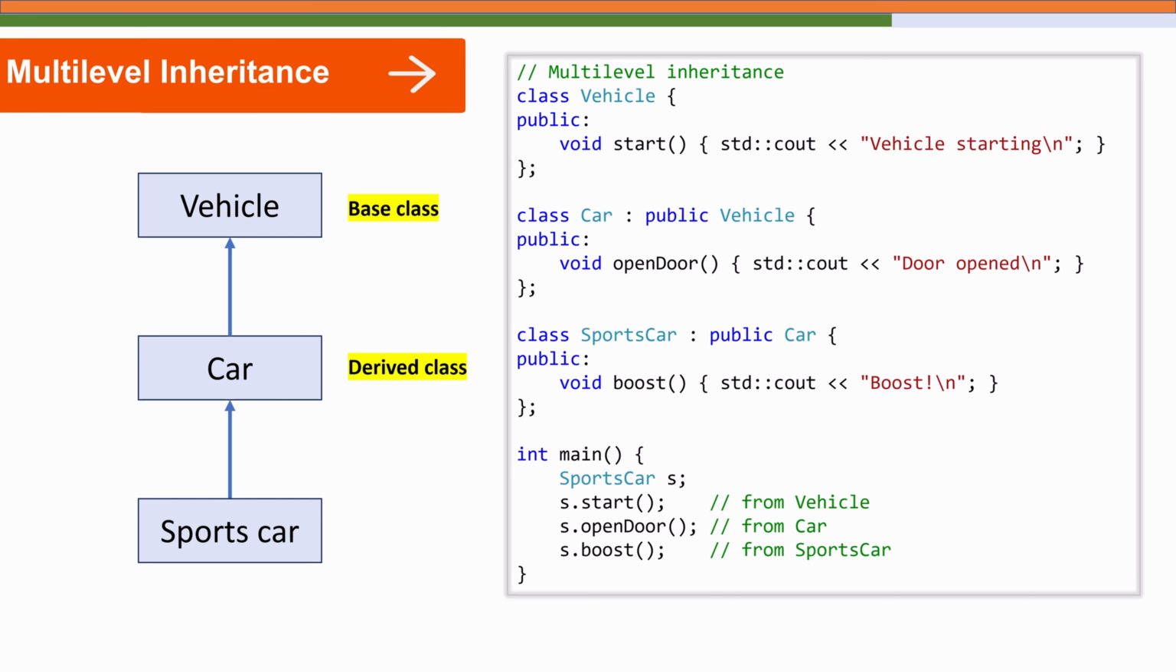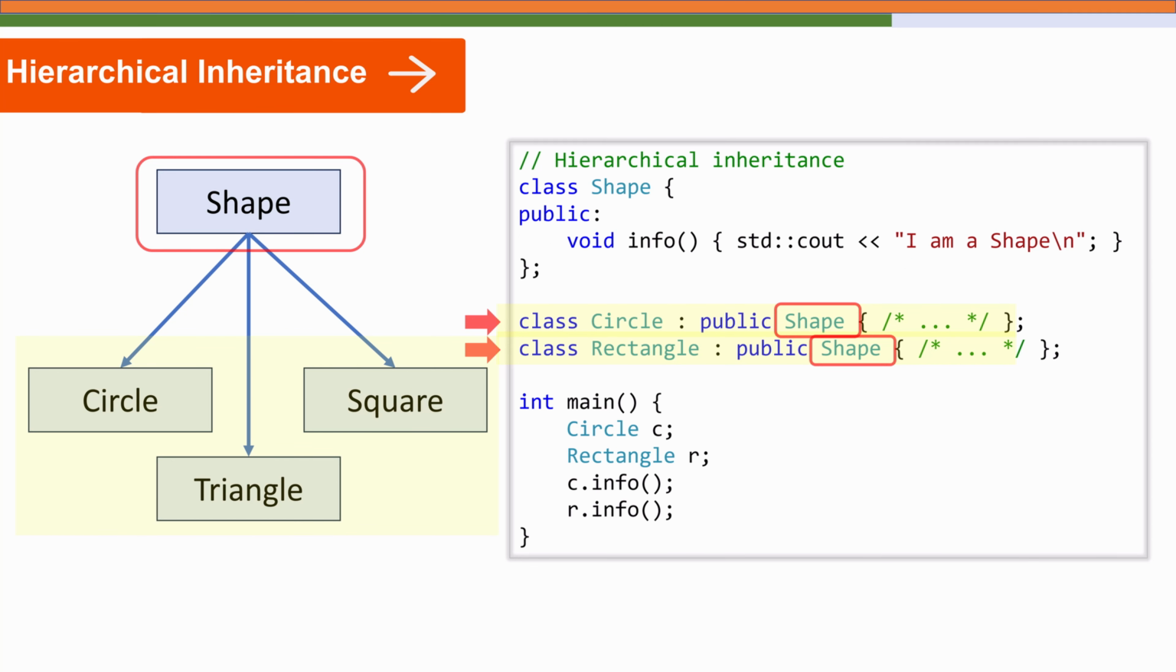Multi-level inheritance builds a chain, that is A is a parent class to B and B is a parent class to C. So each level extends the previous level. It is natural when you have a layered specialization. For example, sports car inherits methods from both the ancestors. You use multi-level inheritance when you have progressively specialized concepts.